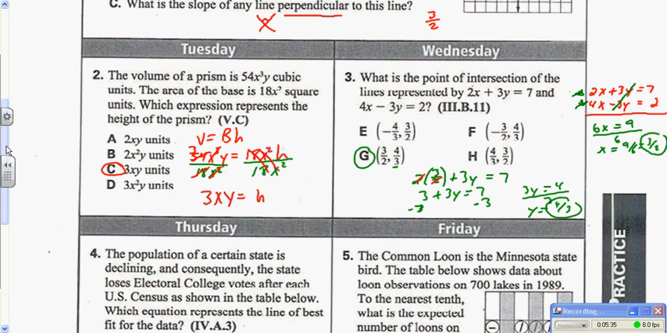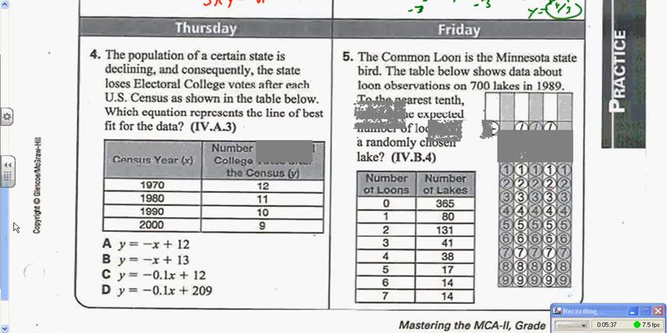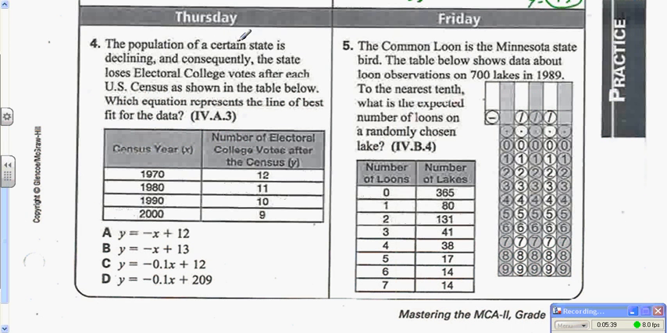Number 4. The population of a certain state is declining, and consequently the state loses electoral college votes after each U.S. census, as shown in the table below. Which equation represents the line of best fit for this data? Well, it's declining, so the slopes will be negative, and that is true. All of the slopes are negative: negative 1, negative 1, 0.01, negative 0.01, negative 0.01.